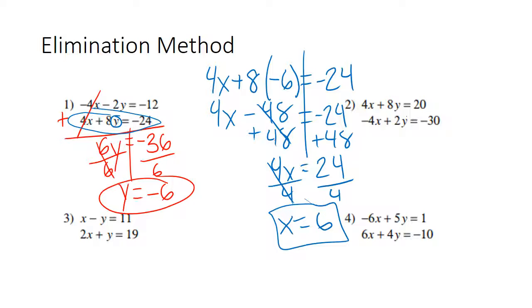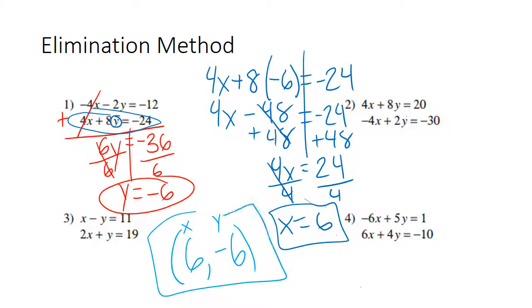Now, I'm not done yet because I have to write my answer as a point. So the final answer is here in light blue. It should be 6, negative 6. You always write x first and then y. All right, so that is the point where these two lines intersect.